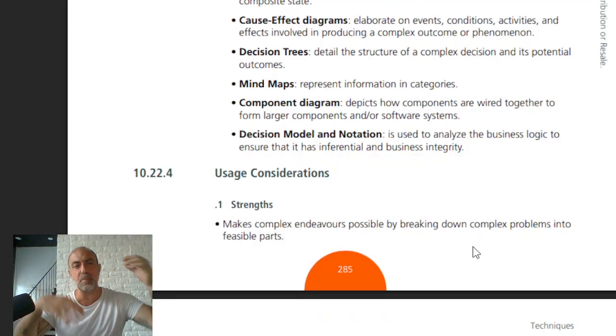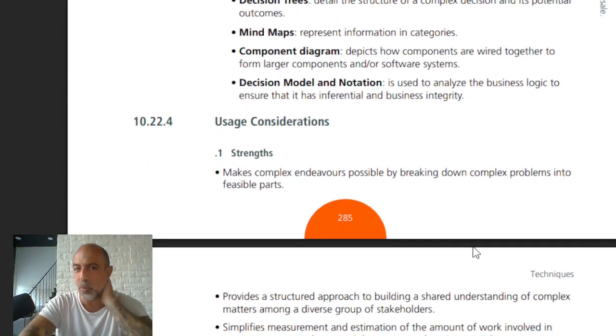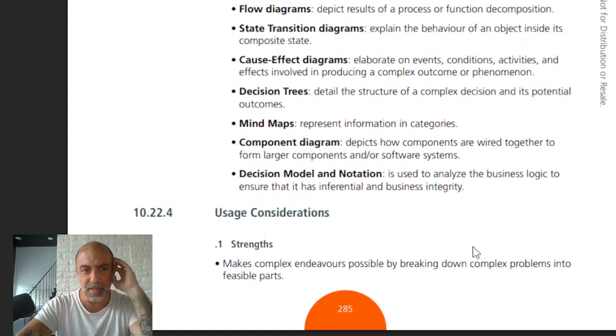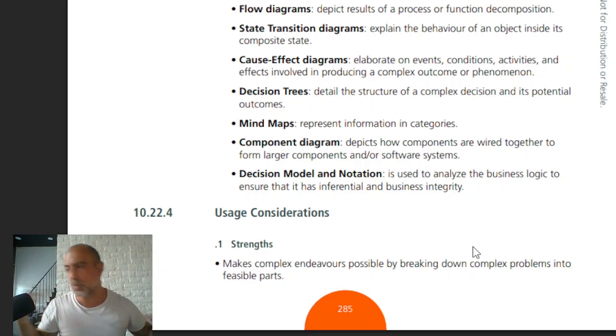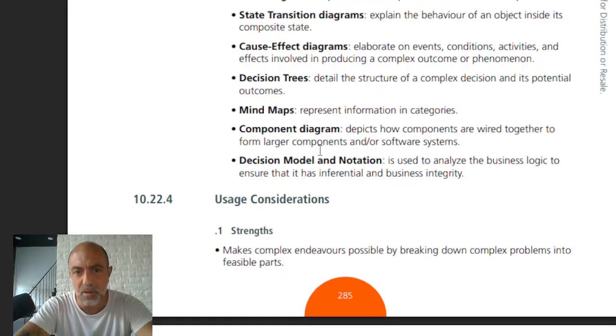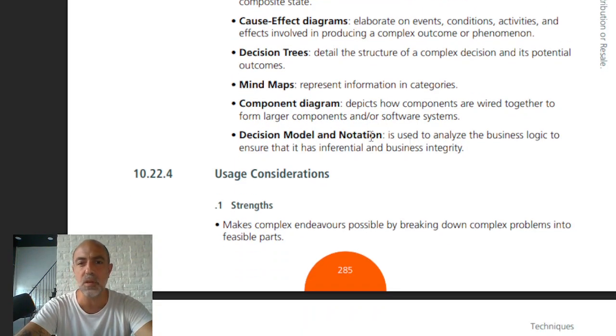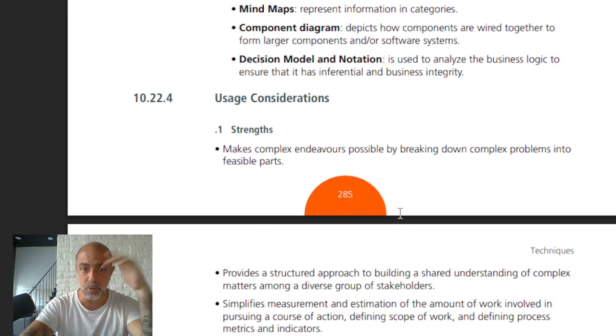It feels like these tools are kind of pointing at each other now, right? They're all intertwined, because in order to do one thing, you have to use other things, and to do other things, you have to use this thing. So decision model annotation analyzes the business logic, component diagrams show how components are wired together, mind maps represent information in categories, and decision trees detail the structure of a complex decision and its potential outcomes. We've been talking about these for a while, by the way.